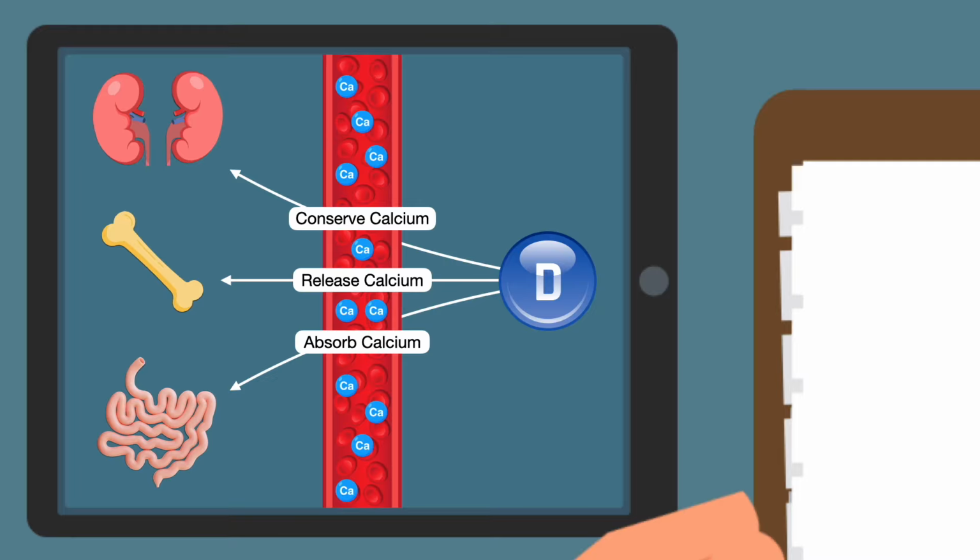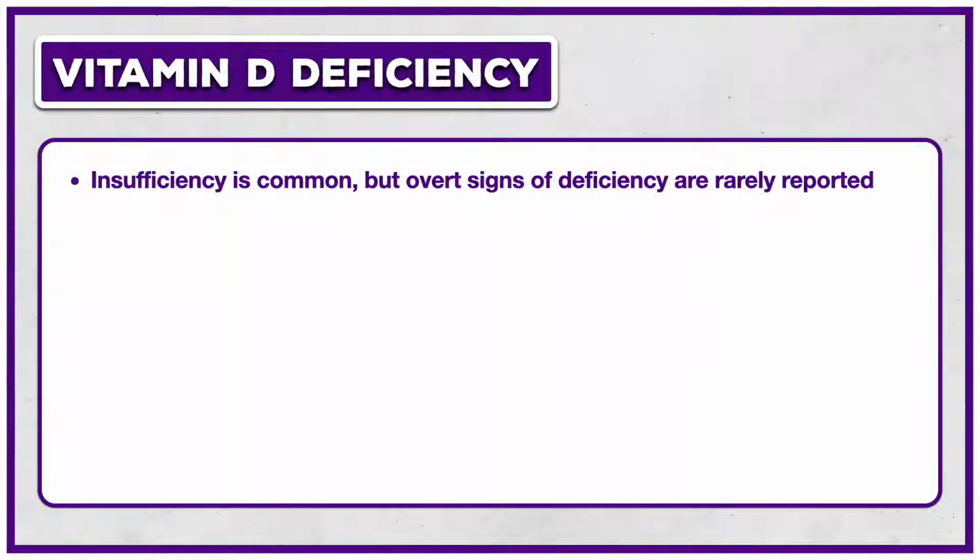Once active, vitamin D helps to make sure the appropriate amount of calcium is in the blood. When the calcium level begins to fall, vitamin D tells the kidneys to conserve calcium, the bones to release calcium, and the small intestine to absorb more calcium. Those actions, of course, bring the blood calcium back up to where the body wants it.